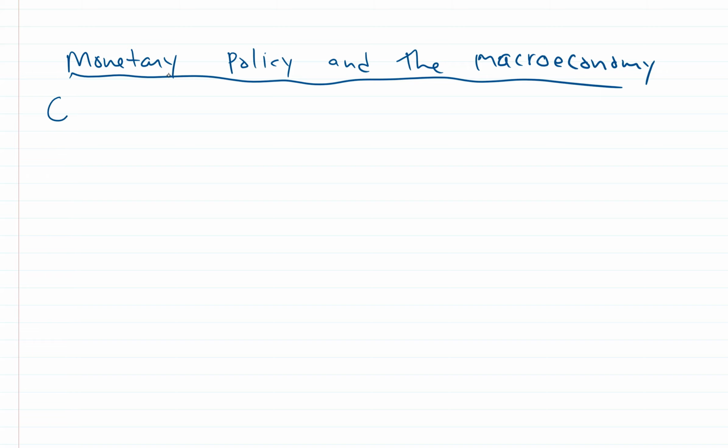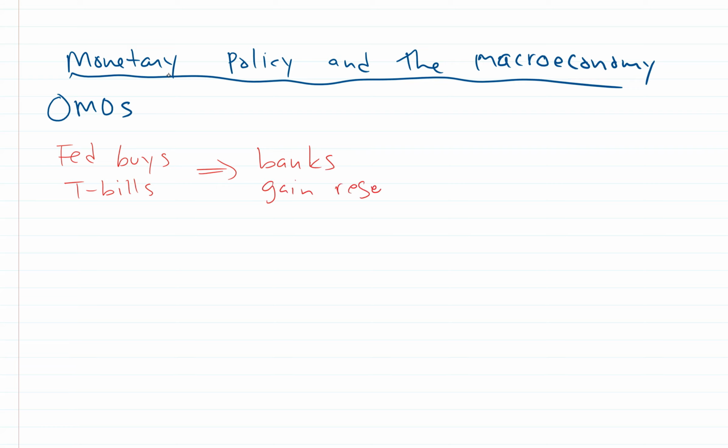So let's just look at open market operations. Let's add something to our flow chart here. The Fed buys T-bills. Okay, so banks gain reserves. So more loans, they do more lending, right? And this also leads to the lower interest rate.